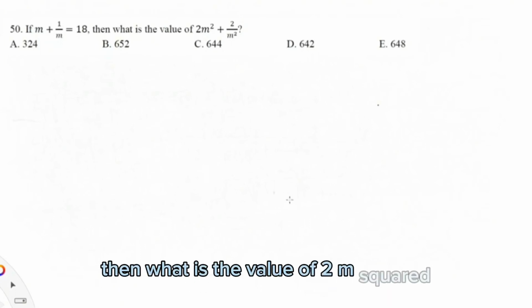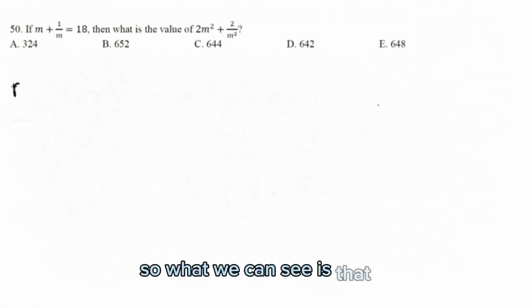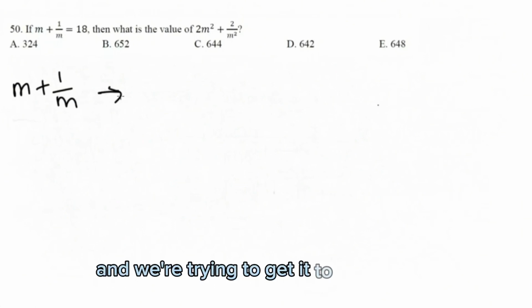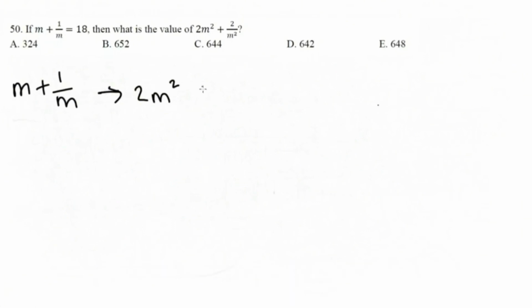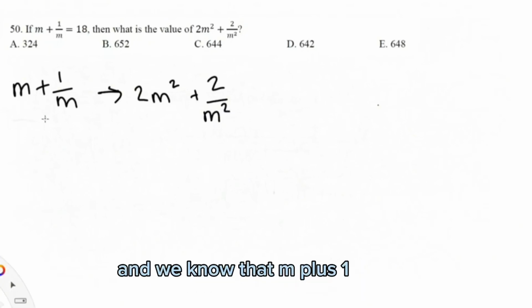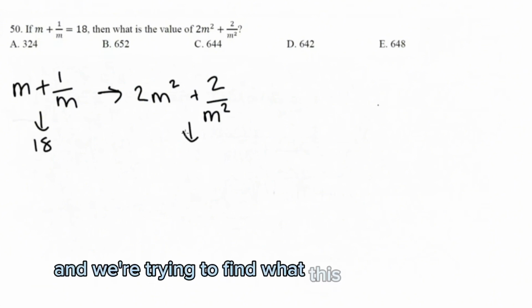Number 50. If m plus 1 over m equals 18, then what is the value of 2m squared plus 2 over m squared? So what we can see is that we have m plus 1 over m, and we're trying to get to 2m squared plus 2 over m squared. We know that m plus 1 over m is equal to 18, and we're trying to find what the other expression is equal to.